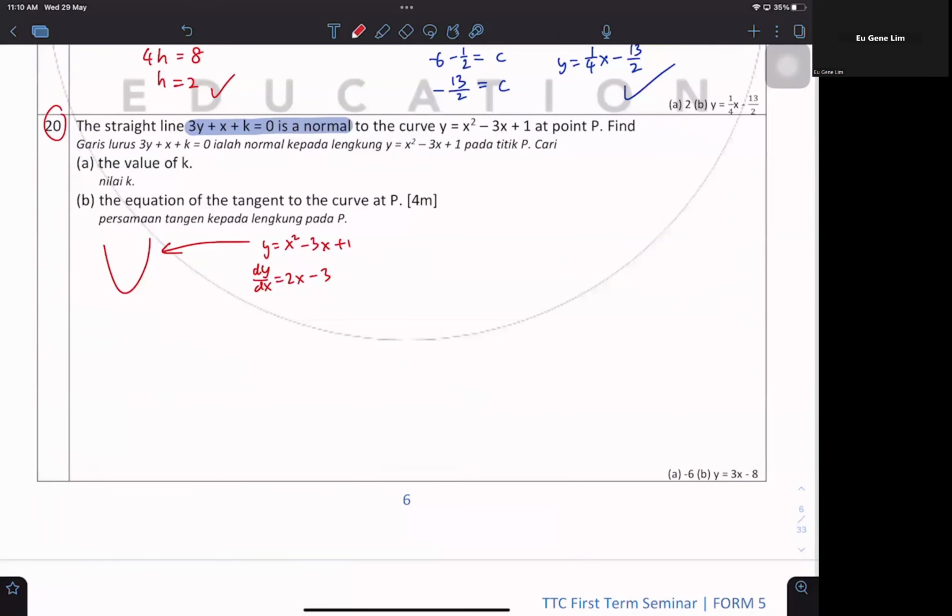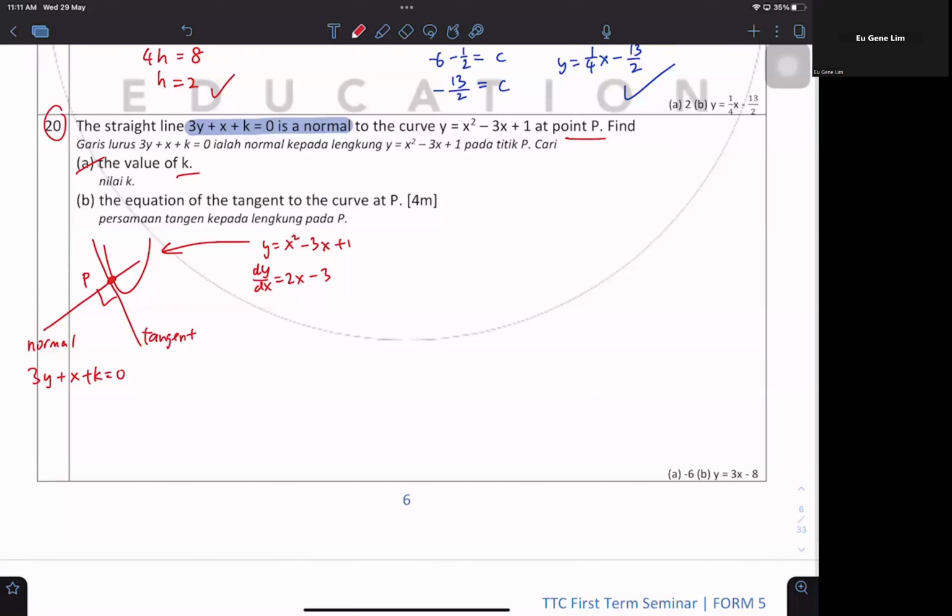Okay. Then there's a point. This point is point P. Then there's a line that goes through the point. It's called tangent. Then there's another line that is 90 degrees with the tangent. It is called normal. Then this normal is 3y plus x plus k equals 0. This tangent I just put aside. Okay, then how should we find k?